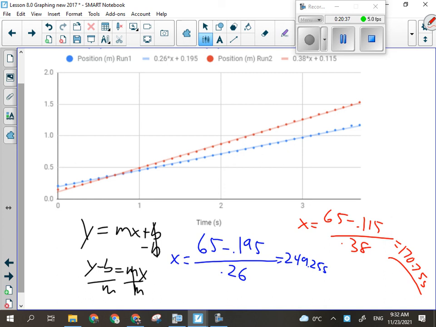All right, everybody okay with that? That might be really helpful for your lab, given that it was a position versus time graph.